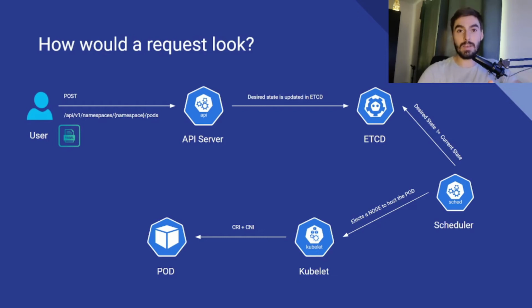Obviously, the steps are slightly different based on the resource you're trying to deploy. So when you're trying to deploy a pod, it will differ slightly from a config map or from a namespace, but the big idea still stands. You're talking to the API server, it updates the desired state in etcd, and then the cluster's control plane mechanisms try to make the current state equal to the desired state.